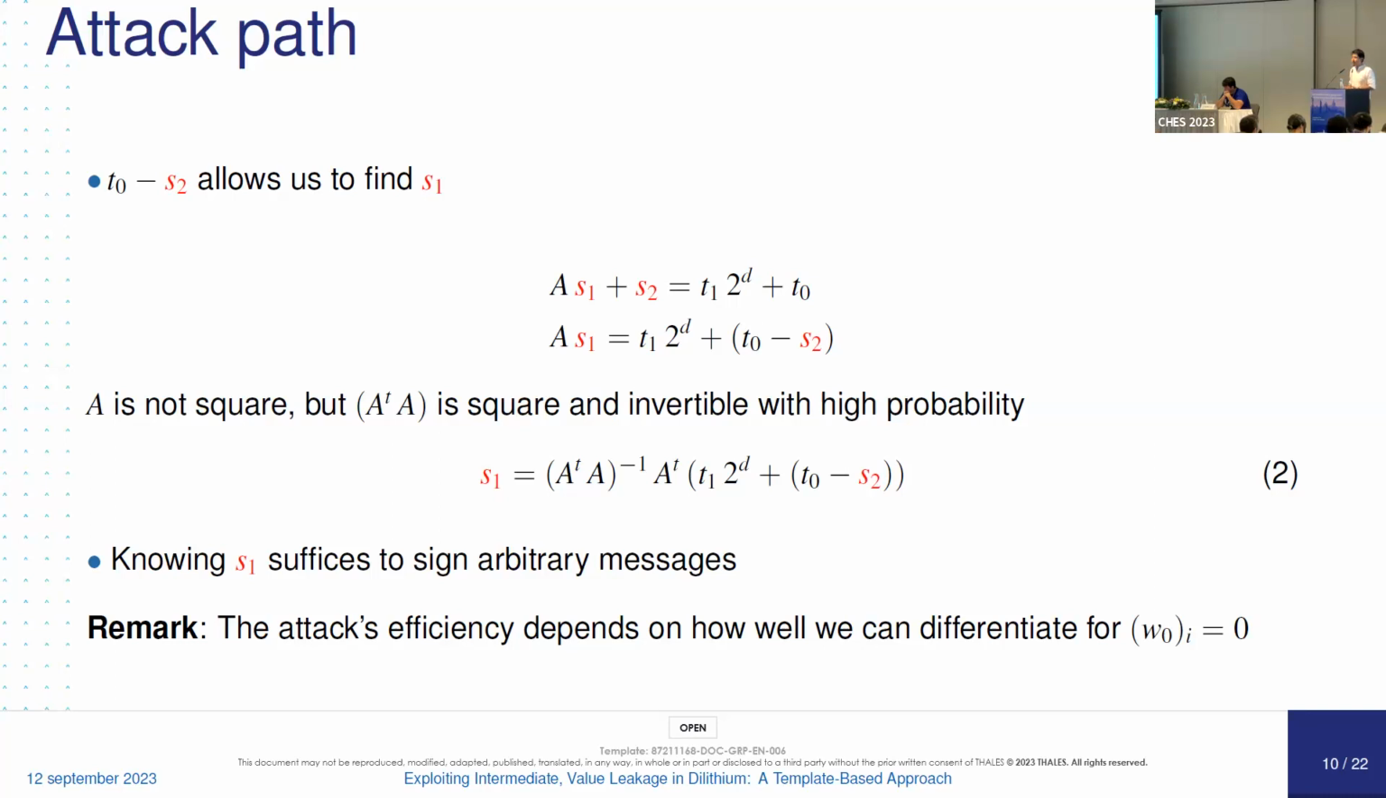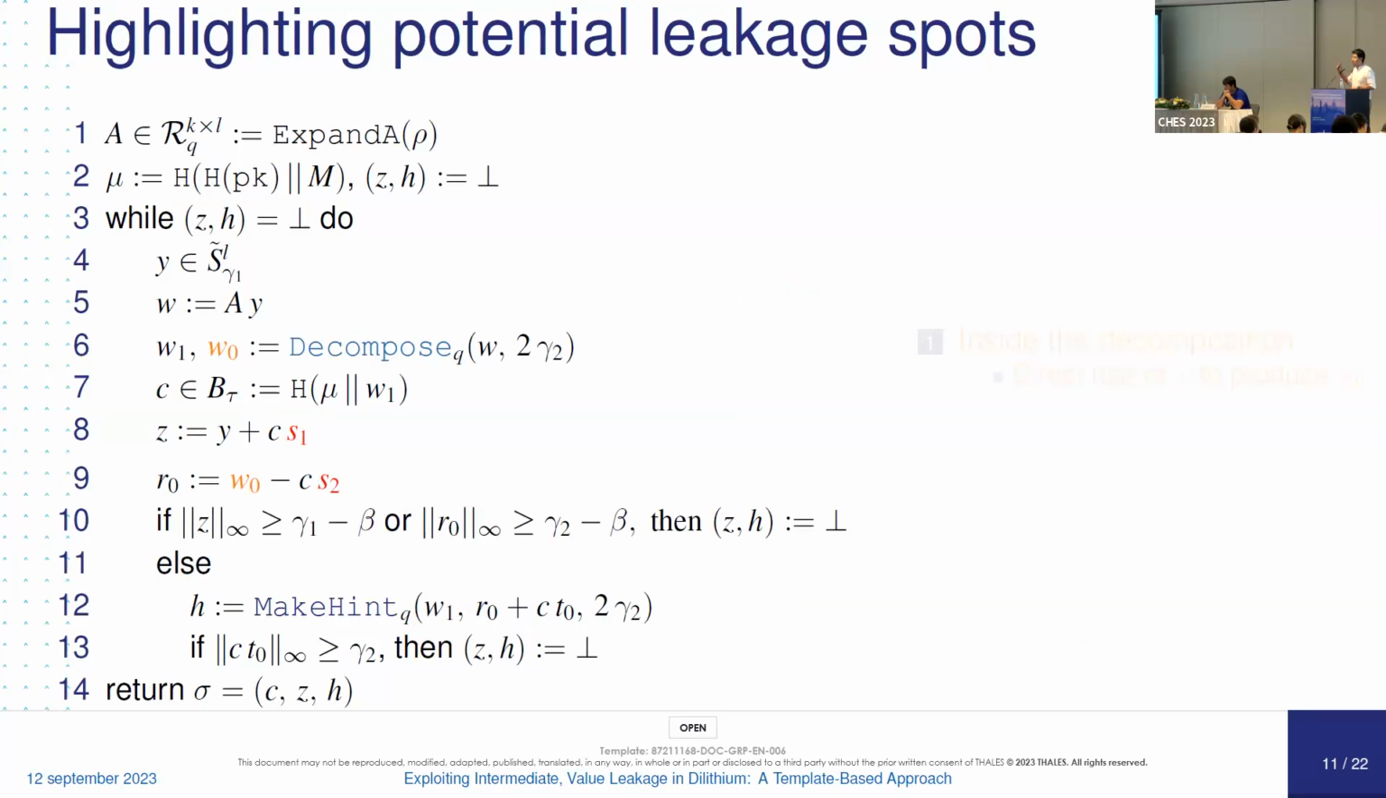So we can see that the efficiency of the attack here will greatly depend on how well we can differentiate for W0 equal to 0 or not. But where can we target this value? Actually, if we look at the signature algorithm, we can see already a few places where W0 is used.